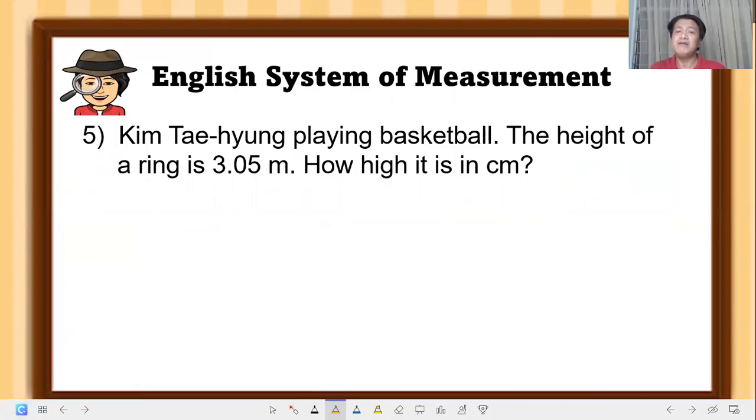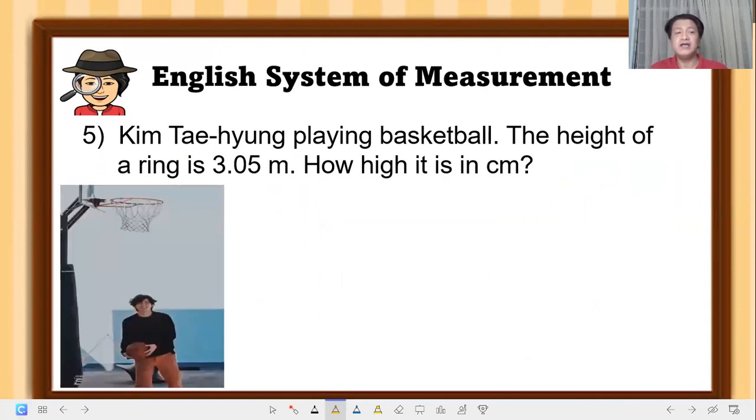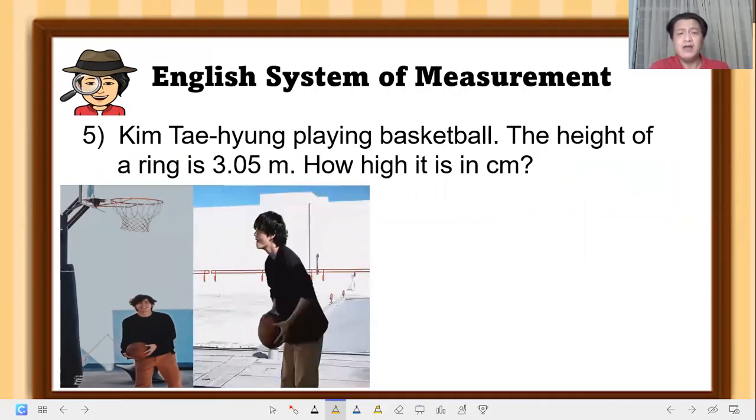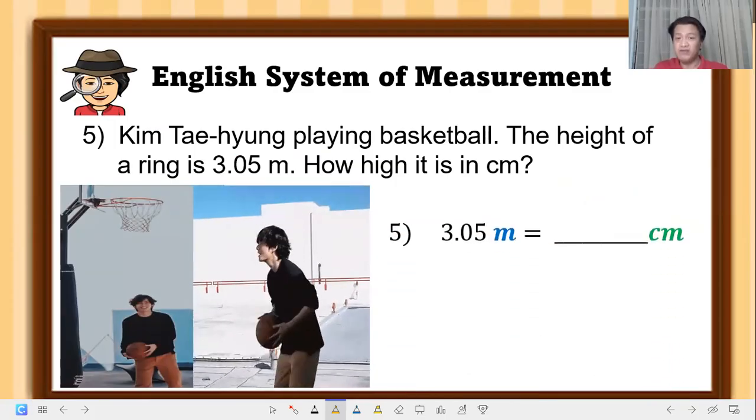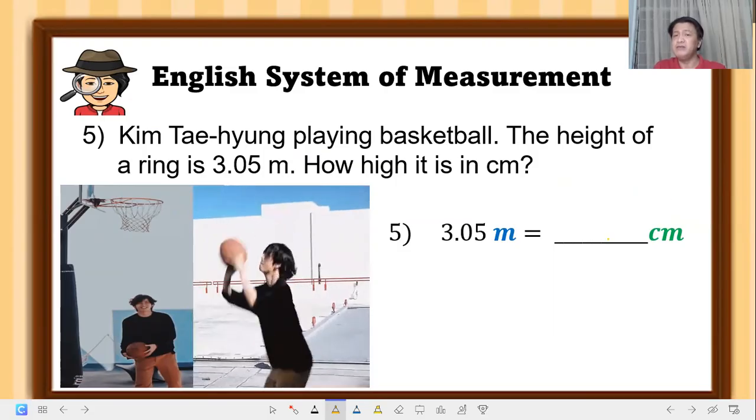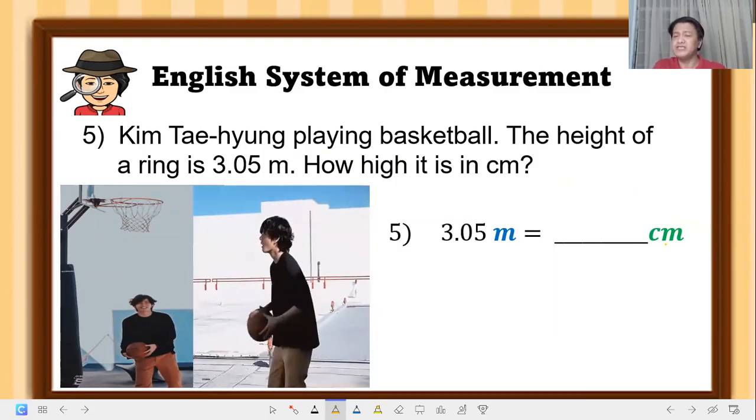Kim Tae-young playing basketball. The height of a ring is 3.05 meter. How high it is in centimeter? Okay, first, illustrate muna natin. Di ba, ito si Kim Tae-young. So, he enjoying playing basketball. Okay, so then you are going to write the given first. 3.05 meter is equal to centimeter. Ibig sabihin, ko-convert natin from meter to centimeter.